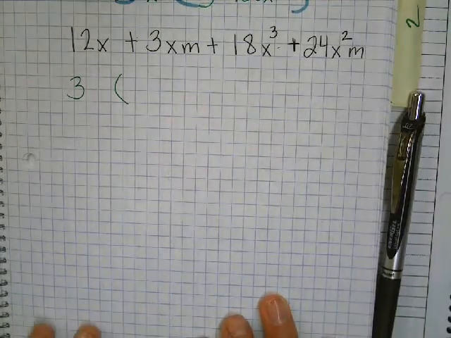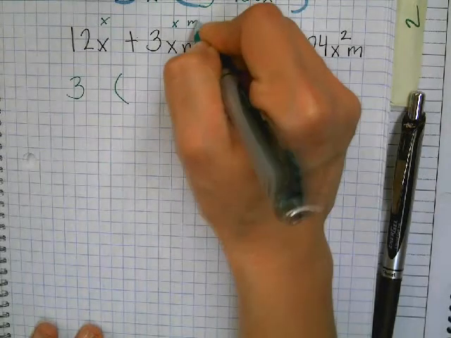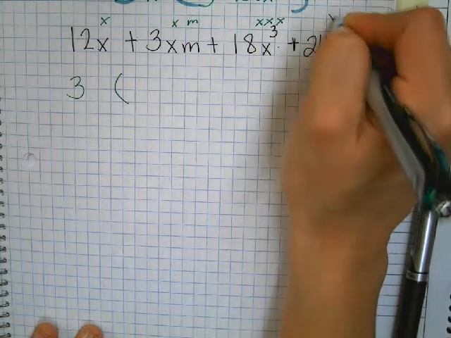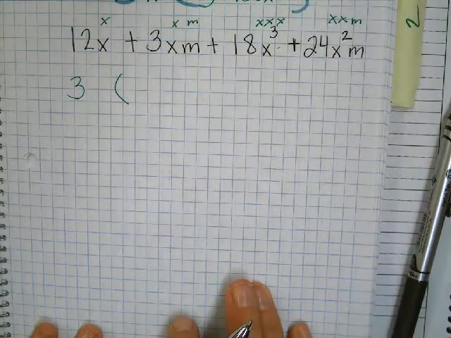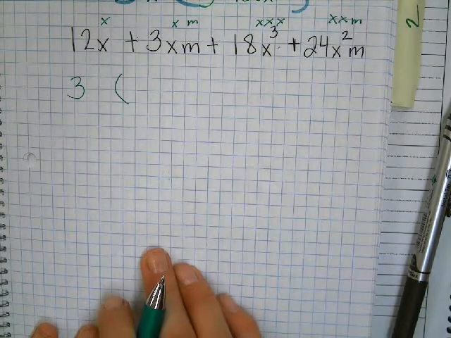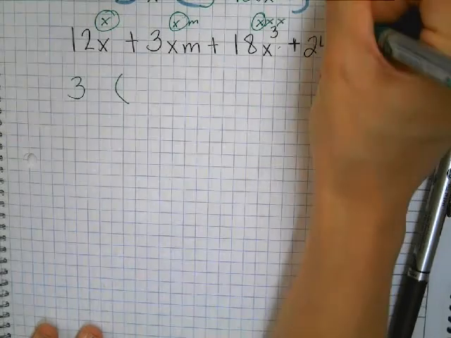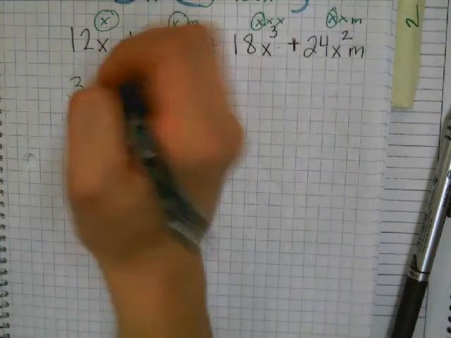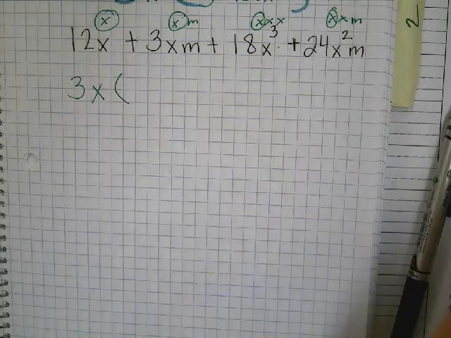Now, here you have an X, here you have an X and an M, here you have 3 X's, here you have 2 X's and an M. What do they all have in common? How many? 1, 1, 1, 1. Stop. So therefore, I can take out an X. All right, tell me what's left over inside.